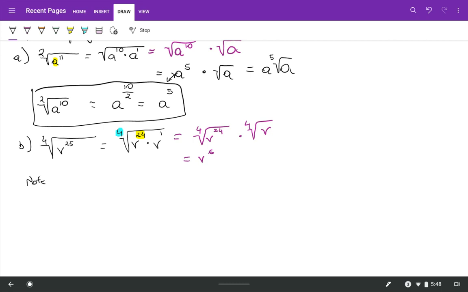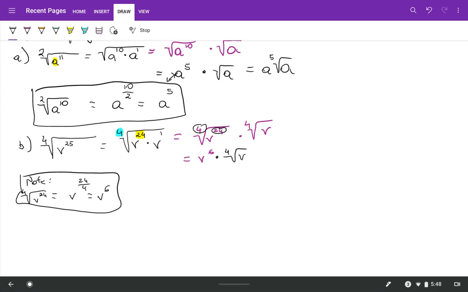But to show it correctly, again, radical of index 4 of v to the power of 24 is the same as v to the power of 24 over 4. And this is just v to the power of 6. But you don't really need to show that work. Again, just use the shortcut 24 divided by 4, and that will give you 6, times radical of index 4 of v. This expression cannot be simplified, so this is our final answer.